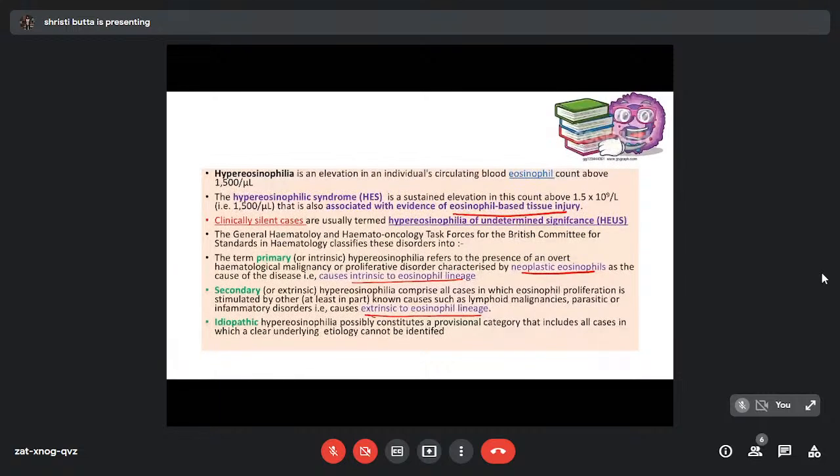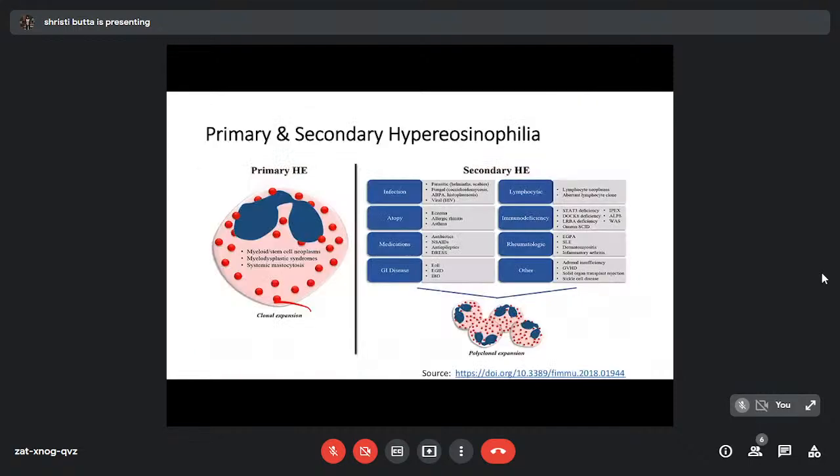So primary hypereosinophilia, as I've already said, may be a myeloid or stem cell neoplasm, it may be myelodysplastic syndromes, systemic mastocytosis, all are clonal. On the other hand, secondary hypereosinophilias are where you have infections, maybe parasitic, fungal, viral, atopy like eczema, allergy, asthma, medications, maybe antibiotics, NSAIDs, anti-epileptics, DRESS. Okay, DRESS, we'll be going into it in a bit.